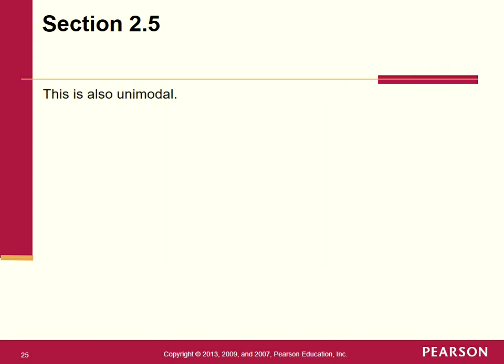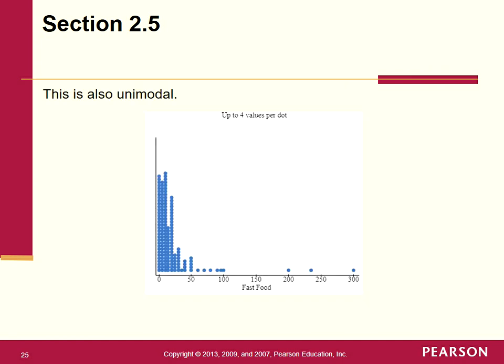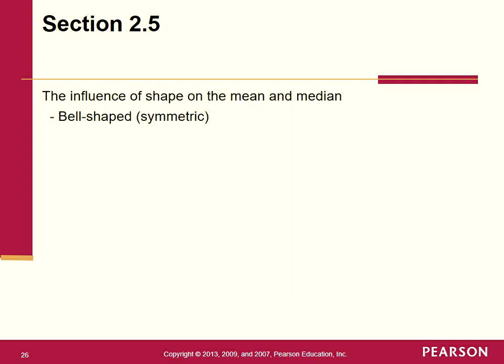Well, this would also be unimodal, this type of graph. Okay, so there's really just one hump to it. Okay, and I would say that the mode would probably be right around 10 or so. Okay, so you don't have 2 distinct humps to this. You just basically have one, and then it kind of trails off to the right. Okay, this would also be considered unimodal.